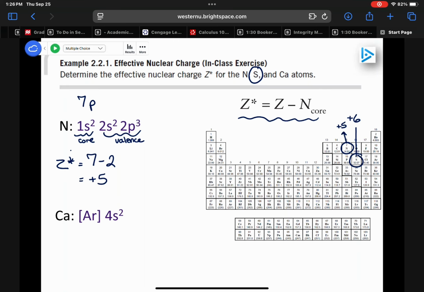We could do the same thing for calcium on our periodic table. We could calculate its effective nuclear charge. We can see its atomic number is 20, and all of its electrons are core except for those 2 valence electrons. So that means it has 18 core electrons, which gives the experienced effective nuclear charge on the valence electrons as plus 2.